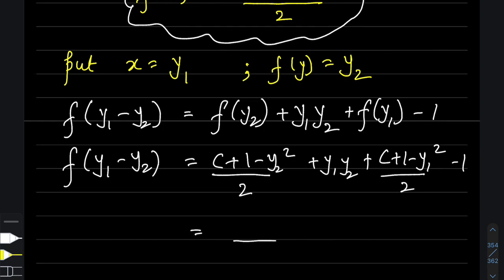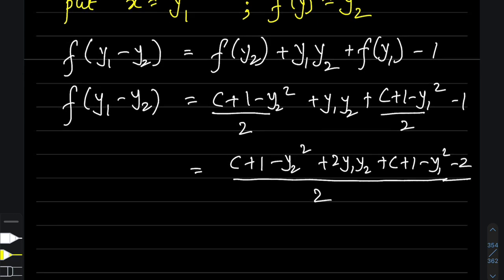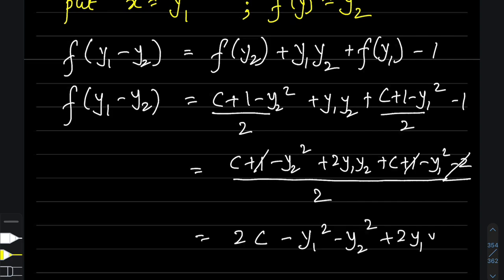Now, let us simplify this even further. So if I take an LCM of 2, let's see what the numerator pans out to be. So that becomes something of this nature. Alright. So this 2 and the 1s, they will happily get cancelled, and I will end up getting 2c on the top. I'll end up getting minus y1 square minus y2 square plus 2y1 y2 whole upon 2, right?